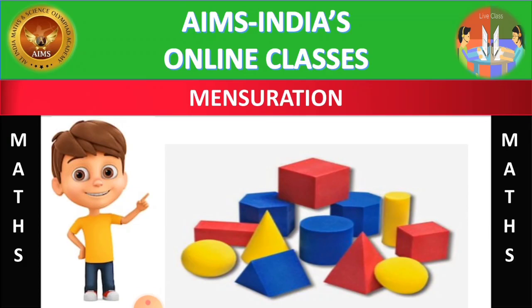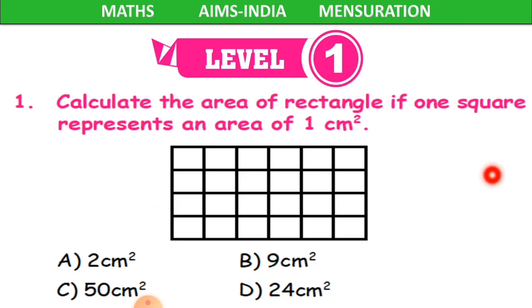In today's class we are going to be discussing multiple choice questions from the chapter mensuration. Coming to the level 1 questions. Question number 1. Calculate the area of the rectangle if one square represents an area of 1 centimeter square.